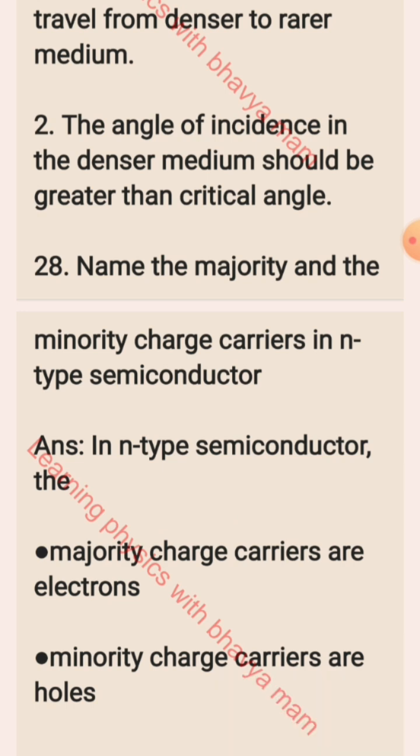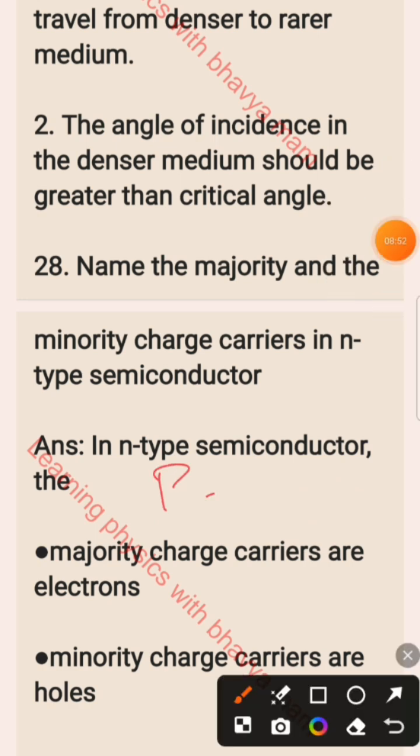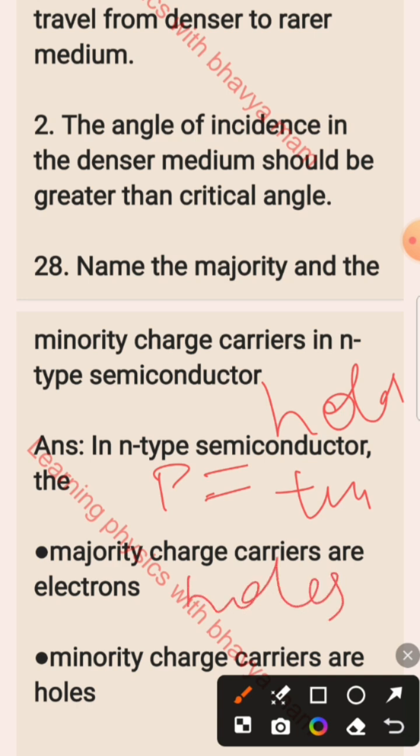Now see, in p-type semiconductor, you can easily remember like this. P means positive, right? P is positive, just to remember, okay? So, which is positive? Holes. Holes are positive. So, in p-type semiconductor, majority is holes, then which is left? Electrons. Electrons are minority. Is this clear for you?